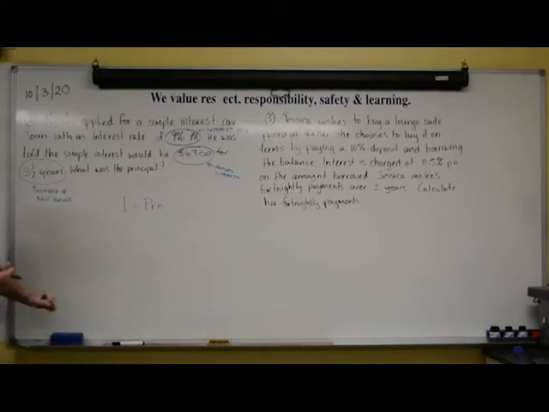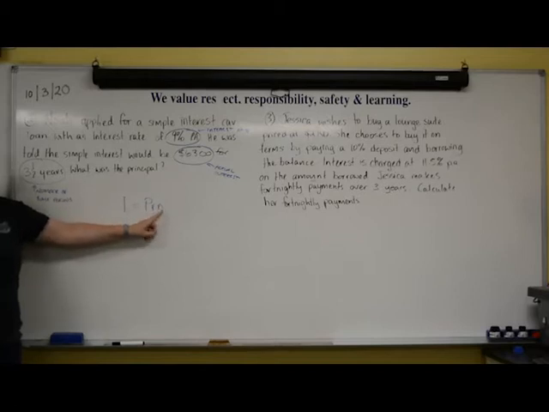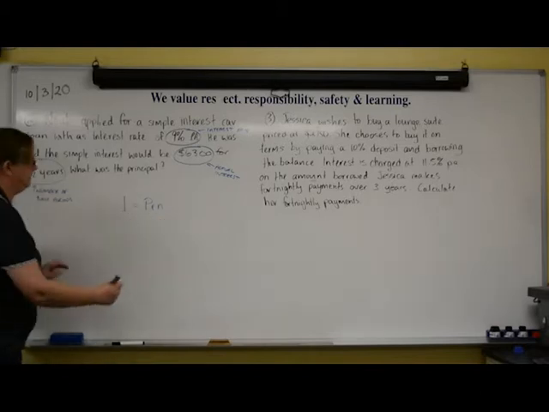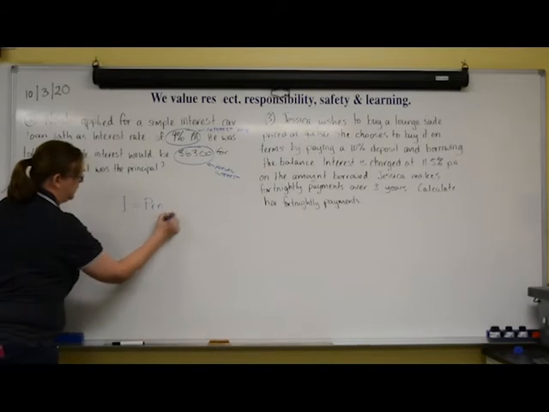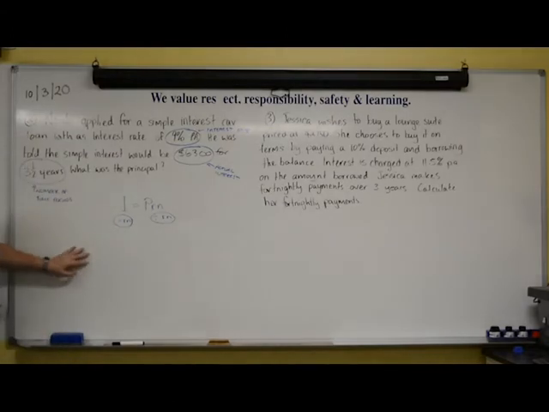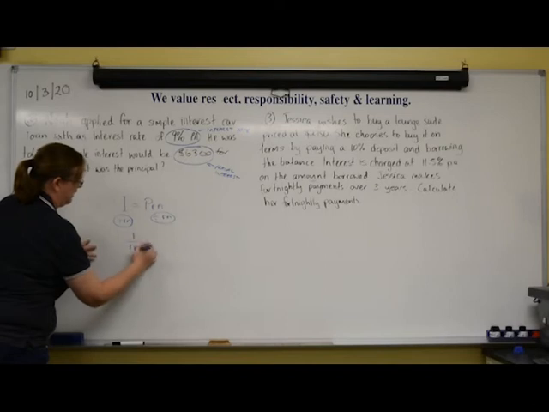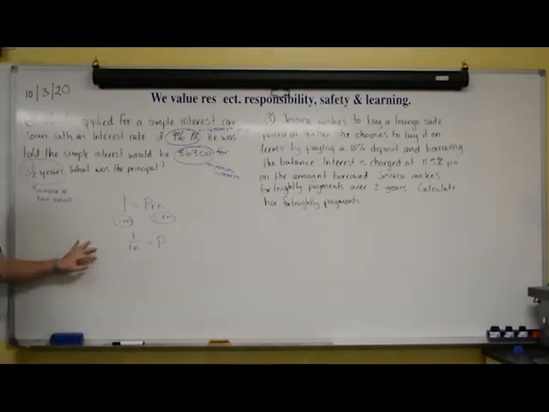Okay? So I'm going to say I need to get P on its own. The algebra that's happening here is that P is getting multiplied by R and N. What's the opposite of multiply? Divide. Opposite of multiply is divide. So we're going to use our opposite operations. I'm going to divide both sides by RN, and that's going to leave me with I over RN equals P.